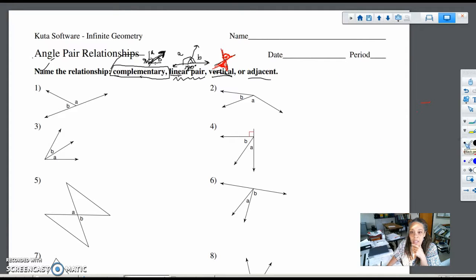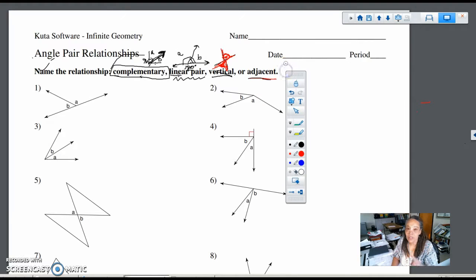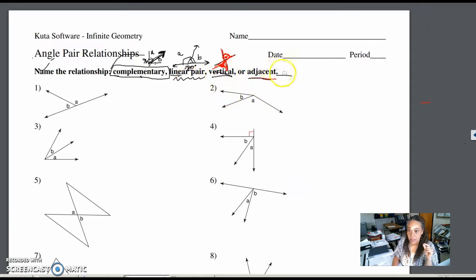Now, an adjacent angle. The word adjacent means next to, so they're next to each other. They're not going to form 90 degrees like complementary. They're not going to form a linear pair at 180 degrees. But they are going to have some form of angle measure. Let's just make something like this.